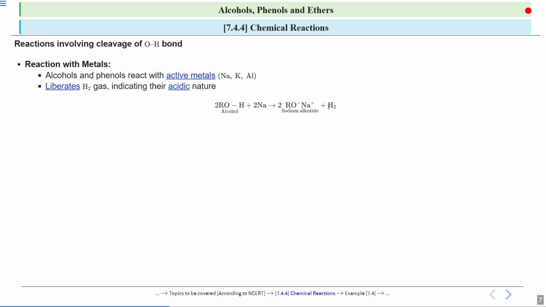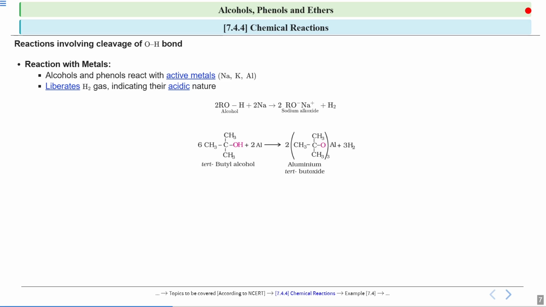Now see, is this reaction involving the cleavage of OH bond? Yes, of course. Here there is an OH bond, and when you react it with a metal, you see that the OH bond is broken because hydrogen gas is liberated. So in this case, your alcohol is acting as a nucleophile. So when your alcohols react with metals, they form the alkoxide and hydrogen gas is released.